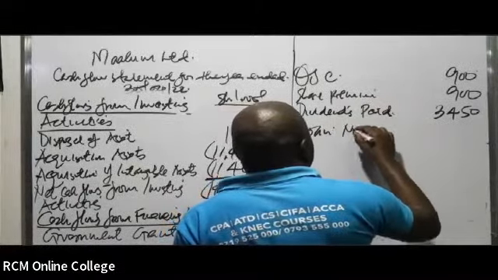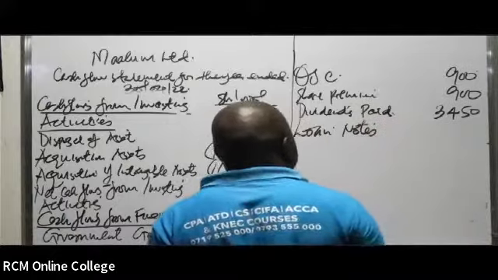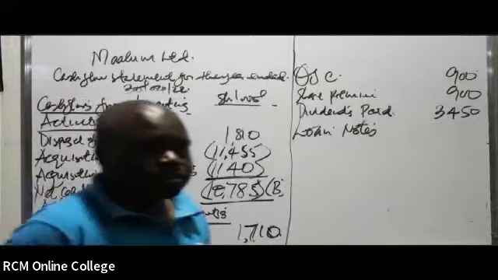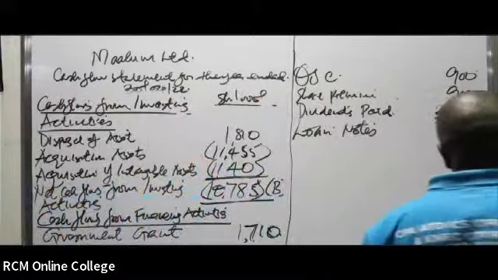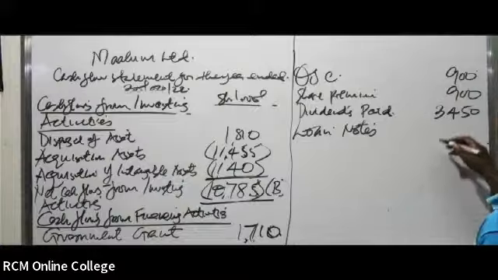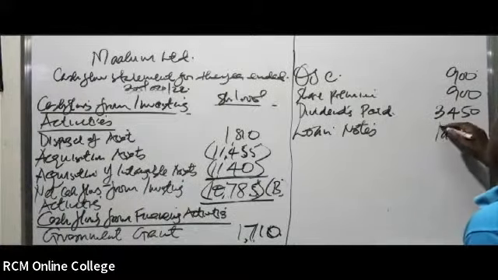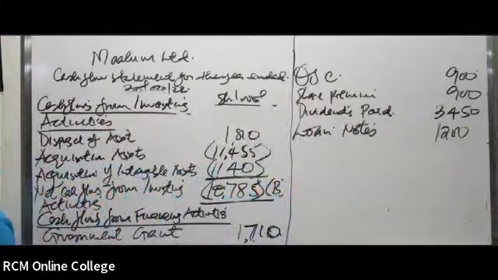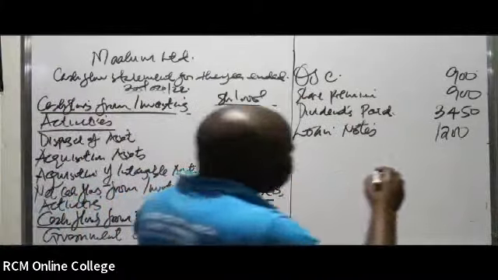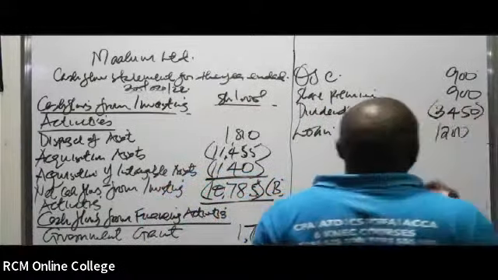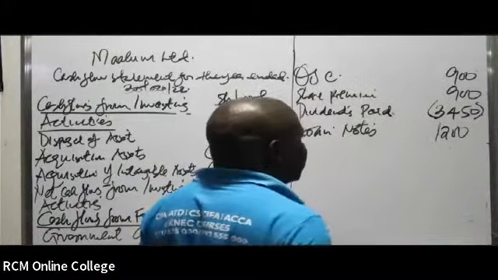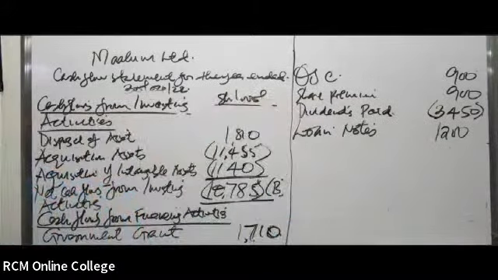On the loan notes, remember they gave out loan notes worth 3 million, but they didn't receive the entire amount. They only received 1.2 million. So this one was an outflow, so we deduct. For the loan notes, they only received 1.2 million. If you look at the loan notes from the start of the period up to the end of the period, it is increasing by 3 million.